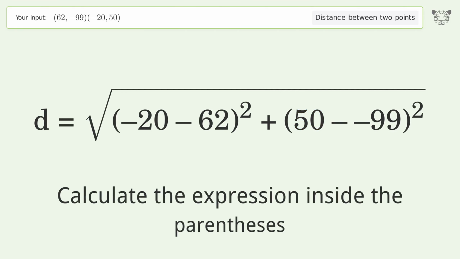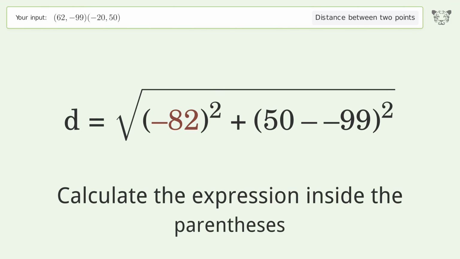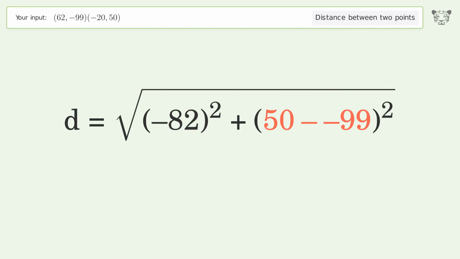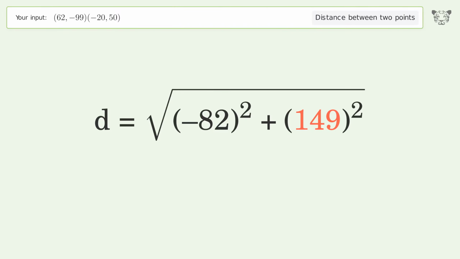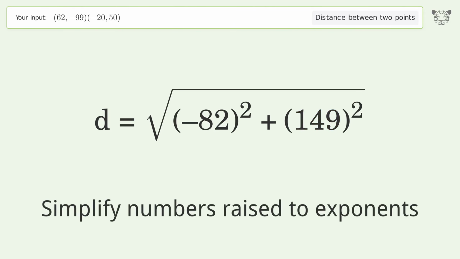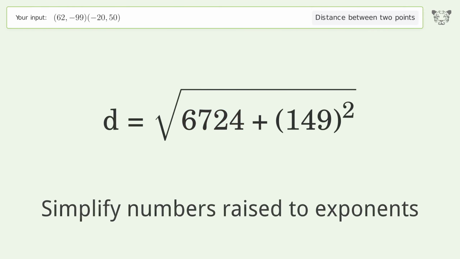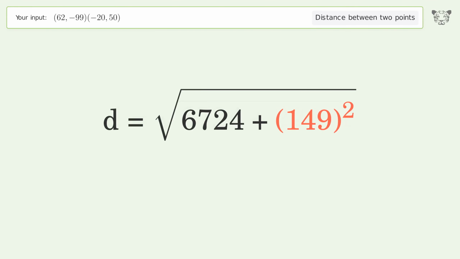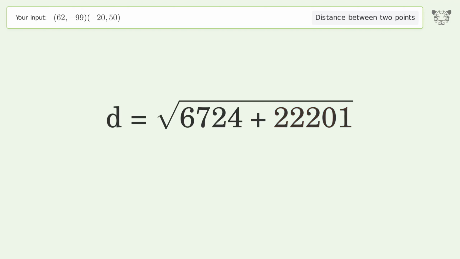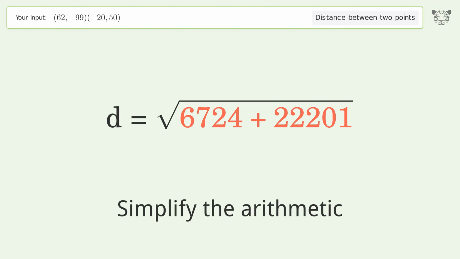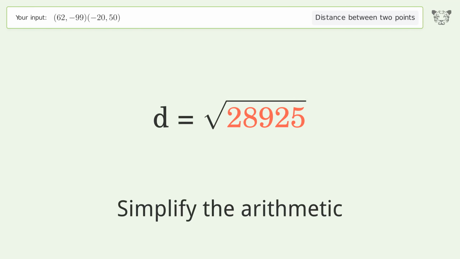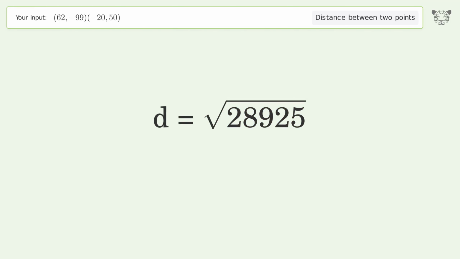Calculate the expression inside the parentheses. Simplify numbers raised to exponents. Simplify the arithmetic. And so the distance between the 2 points is the square root of 28,925 or 170.074.